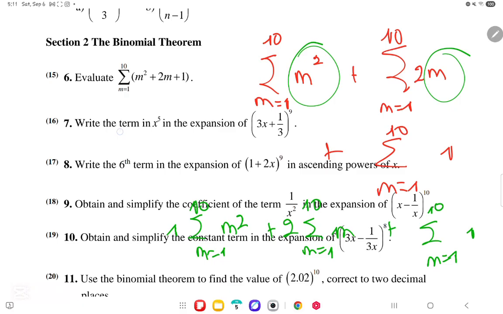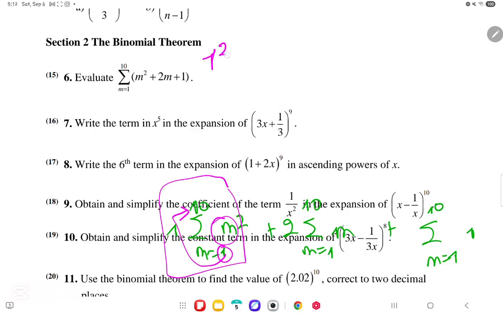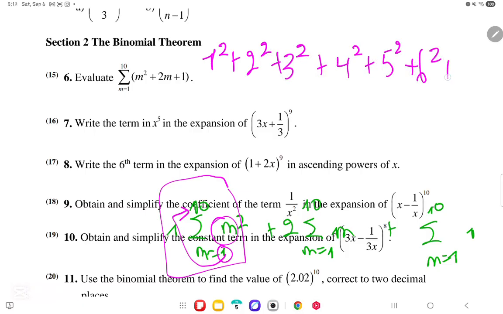Now, what do we do? Very simply, you substitute the values from 1 until 10 in m, and you add. For the first part, what does this mean? Let me erase this now. It's going to be 1 squared plus 2 squared plus 3 squared plus 4 squared plus 5 squared plus 6 squared plus 7 squared plus 8 squared plus 9 squared plus 10 squared. This is all by itself, in addition to what? In addition to. So we finished from this.